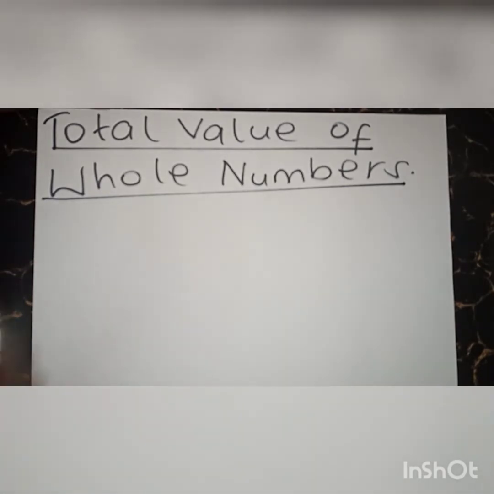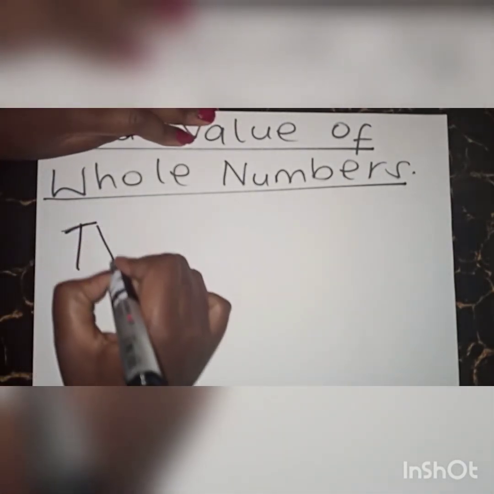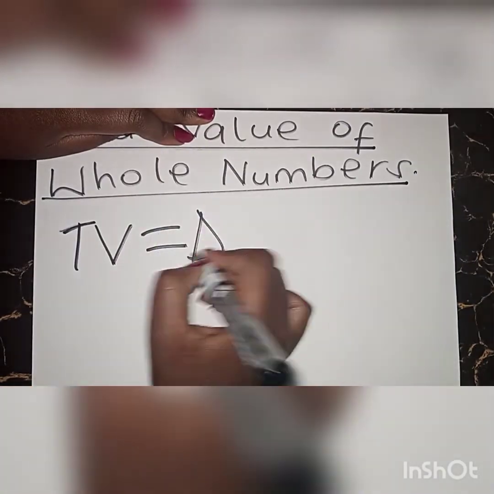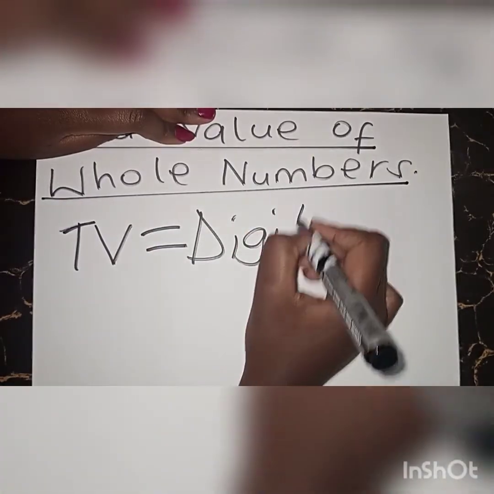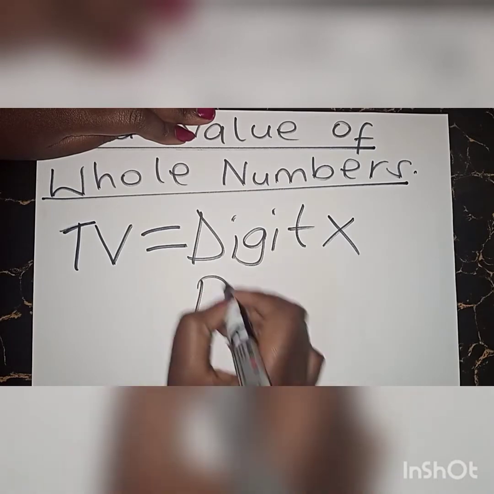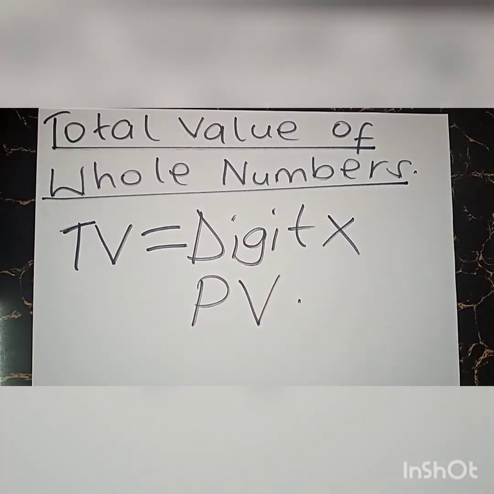So I started by saying the total value is the product of the digit and the place value, okay? As simple as that. Let's look at an example.